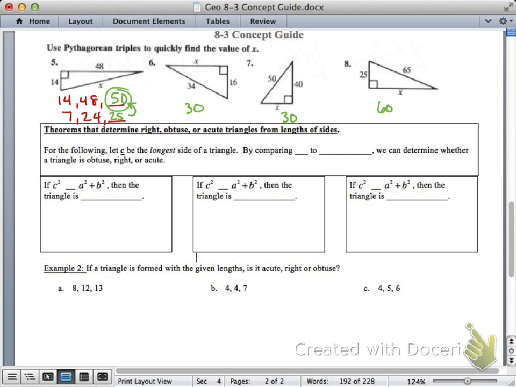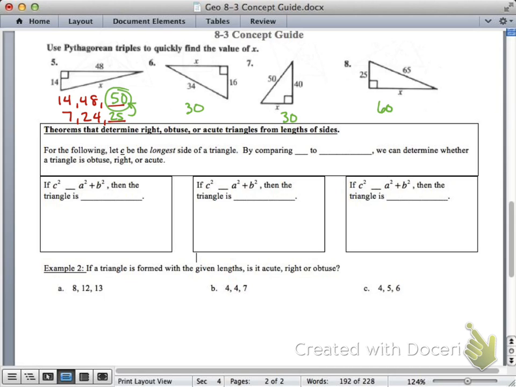Hopefully you got these answers. Okay, the final piece of this puzzle is that there's three theorems. They're totally related. We're going to learn them all at the same time. Theorems that determine right, obtuse, or acute triangles from lengths of sides.